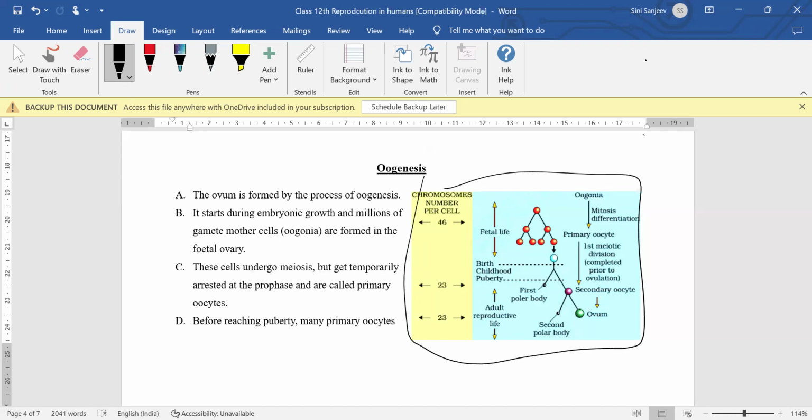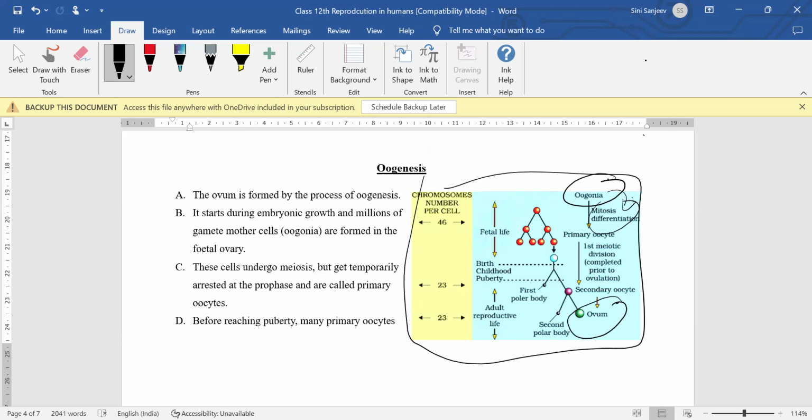Whenever a female is in the embryonic growth stage, lots of oogonia are formed. These are the mother cells, which will further give rise to the eggs or the ovum. So here also it will undergo the meiosis process. The oogonia, the immature gametic mother cells, will increase in number by undergoing mitosis. Here also the same haploid and diploid change is going to happen. Once differentiation happens, it will form a primary oocyte, then the secondary oocyte, and lastly the ovum or the egg.